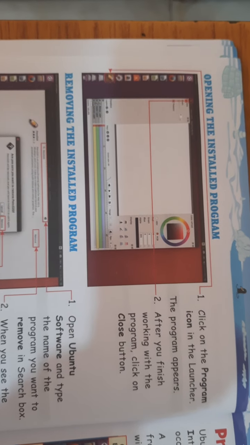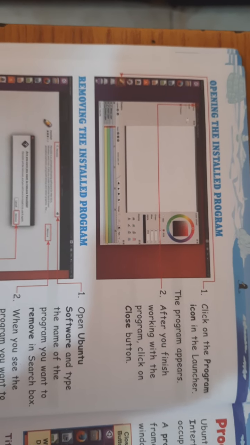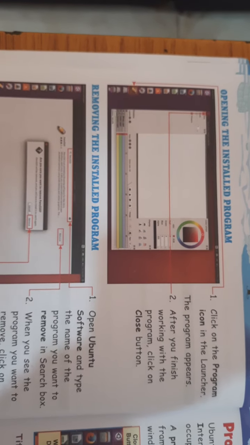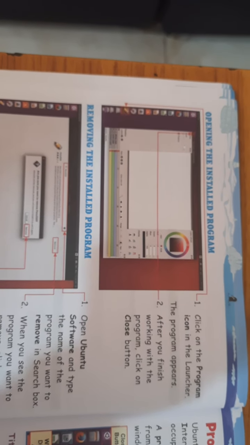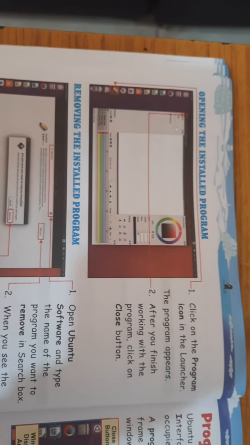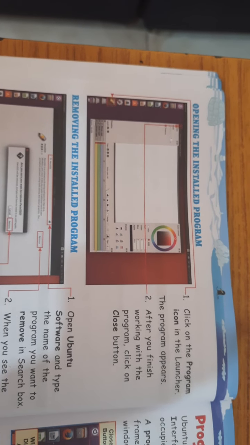Opening the installed program. Yes children, when your program is installed, or whatever programs are there on the launcher, how can you open them? Click on the program icon in the launcher. Launcher you all know. Then the program appears. After you finish working with the program, click on the close button. From the launcher you have to select the program on which you want to work, and after completing the work you need to close the program.